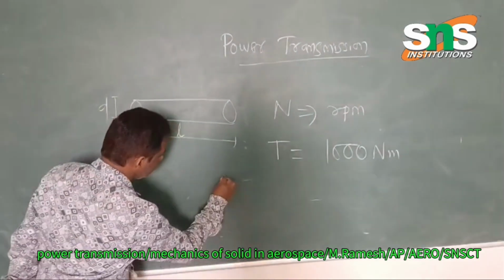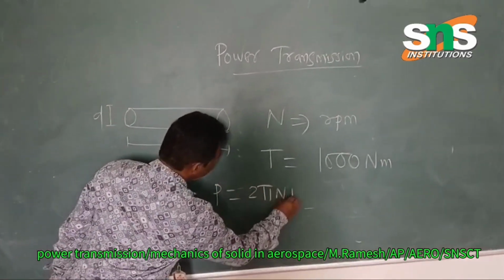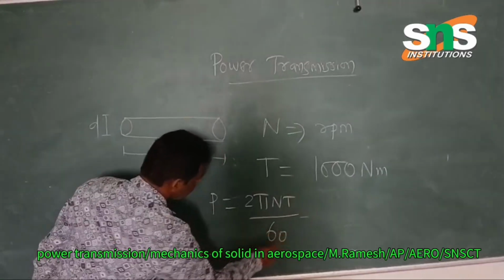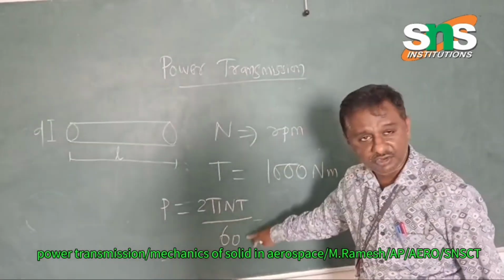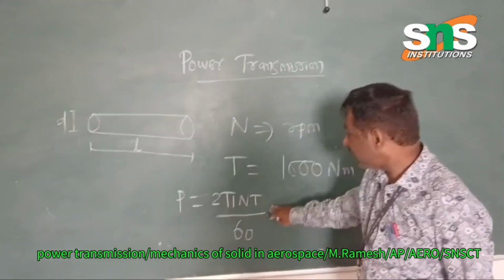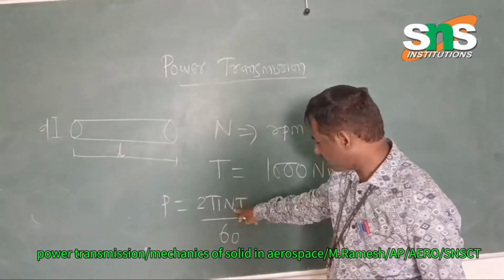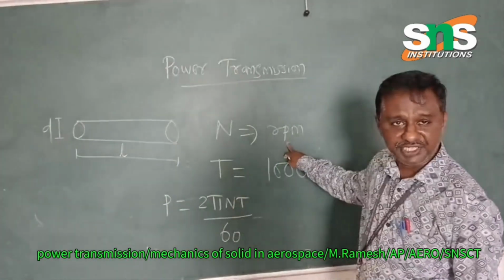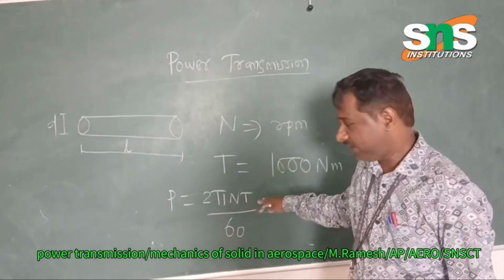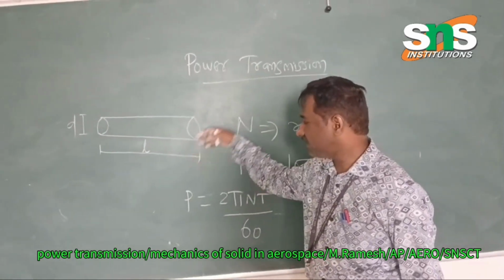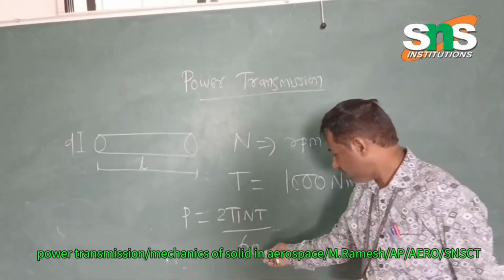Power transmission is generally found using the equation 2 pi N T by 60, that is, 2 pi N into torque divided by 60. That is the basic power transmission equation, where N is the speed in RPM and T is the torque, which is force into radius. If the diameter and the force acting on it are given, we find the torque as force into radius.